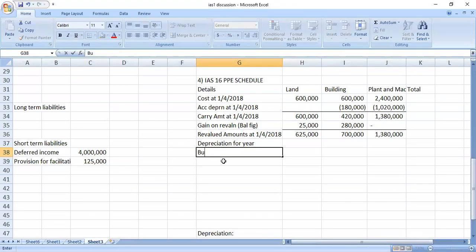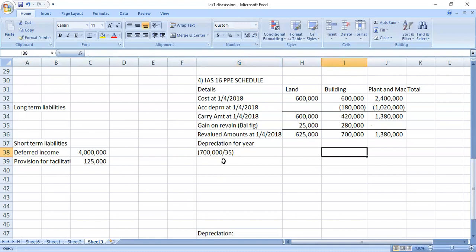Okay, building. Just put it in the working. We're saying it is 700, which is the cost now, over the remaining useful life, which is 35. So building should have 700 divided by 35. It is 20,000. Okay, and because depreciation, we know that it reduces your what? Your assets, hence minus. Okay, that is one instance.